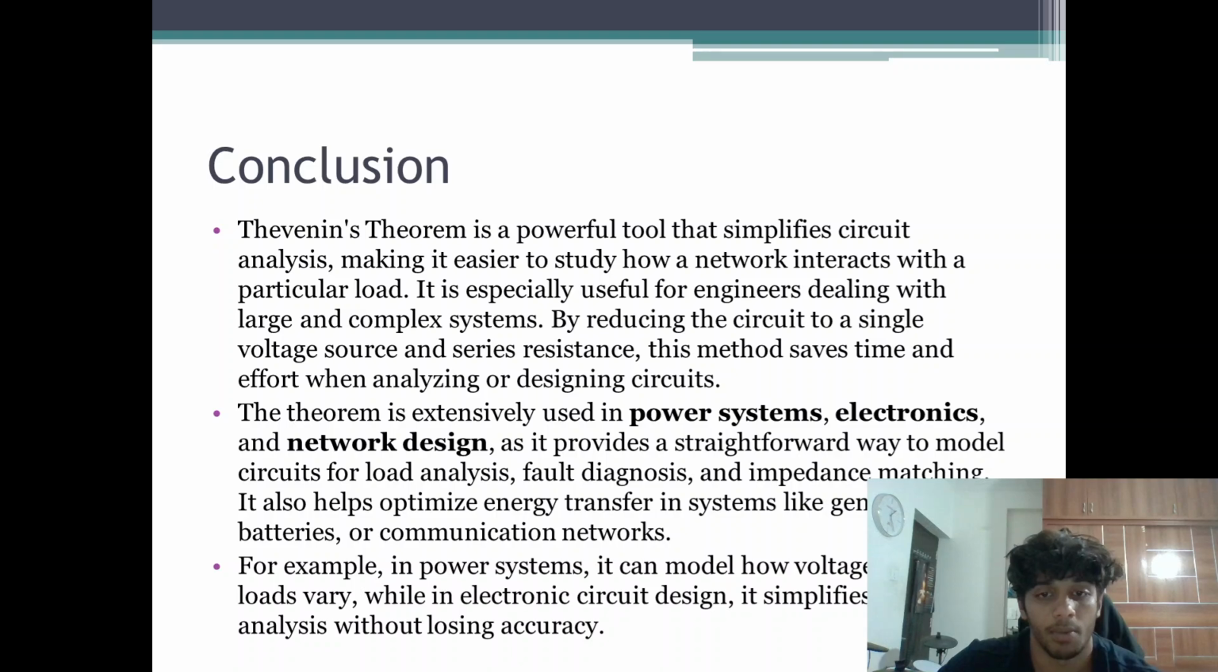It also helps optimize energy transfer in systems like generators, batteries, or communication boards. For example, in power systems, it can model how voltage changes as load varies, while in electronic circuit design, it simplifies sub-circuit analysis without losing accuracy.